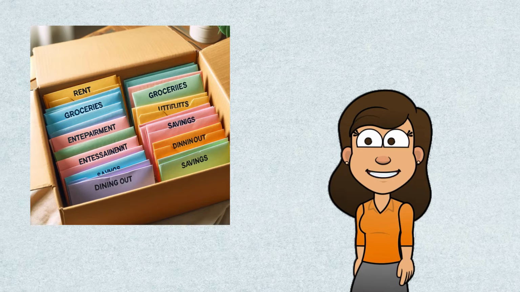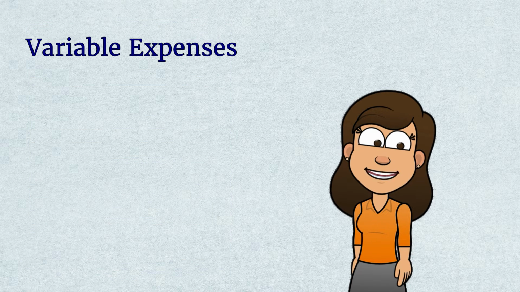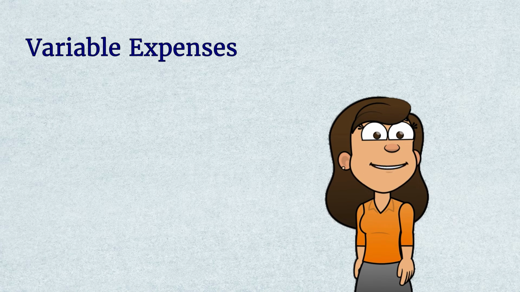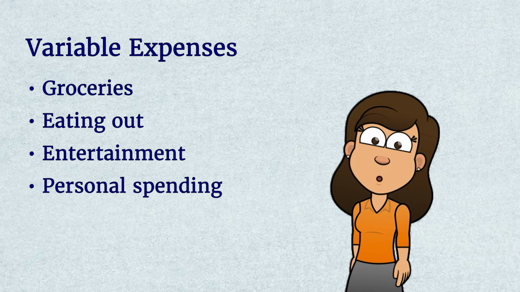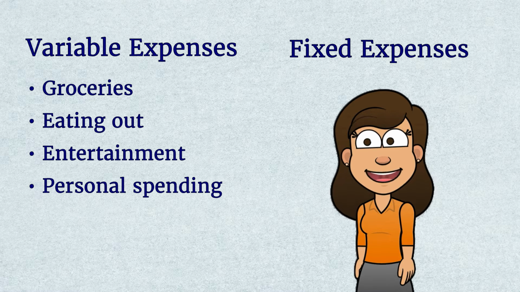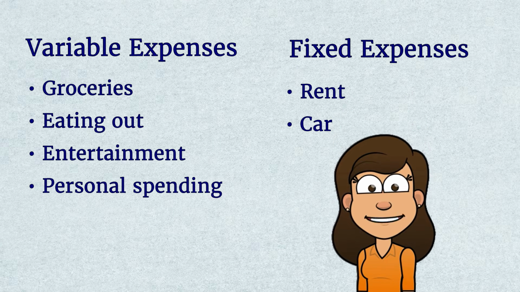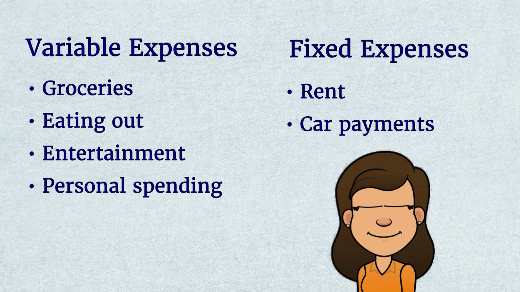Now, to get started, setting up your first cash envelope system is pretty straightforward. Begin by determining your variable expenses. These are the costs that can fluctuate each month, like groceries, eating out, entertainment, and personal spending. The other type of expenses, fixed expenses, like rent or car payments, don't need cash envelopes since they typically stay the same each month and can be paid online or by check.